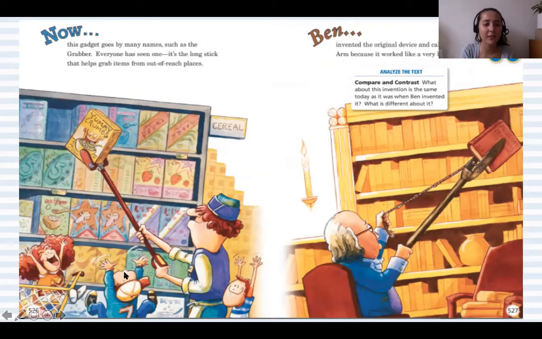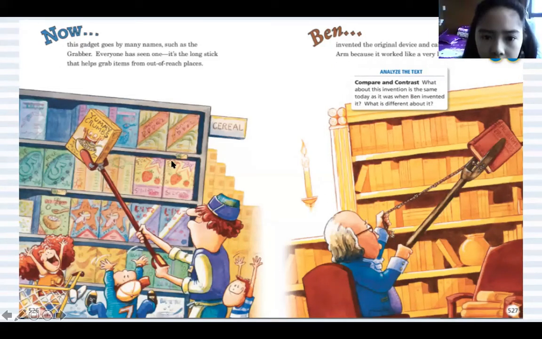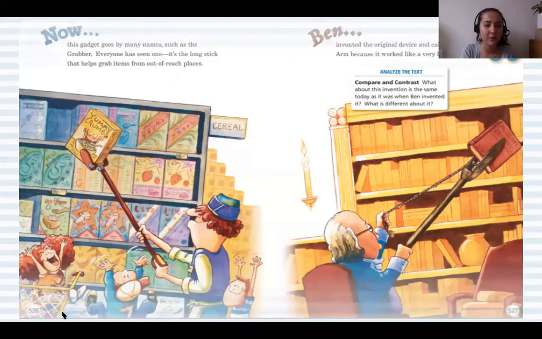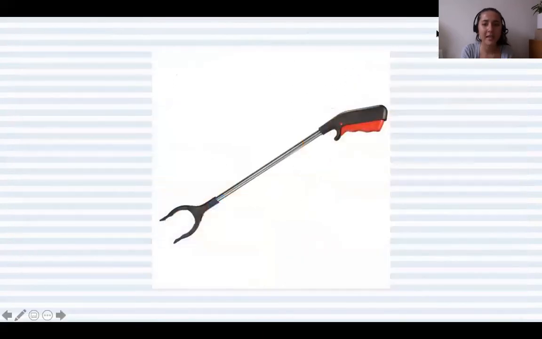Okay, so have a look at this picture of Benjamin Franklin's long arm. What is he using to maneuver the long arm? A rope. Good girl. He's using a rope to pull the long arm. But have a look at today's grabber. Actually, I've got a better picture. Here we go. Have a look at today's grabber.